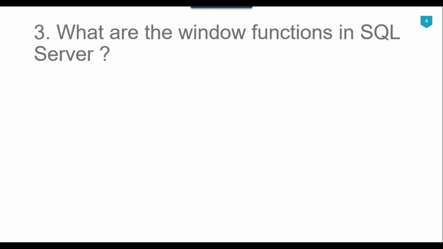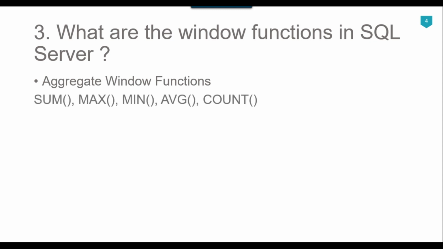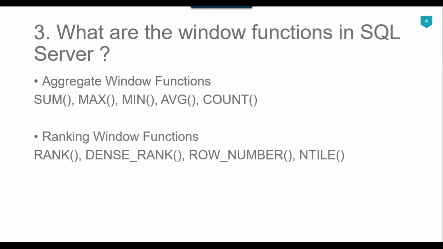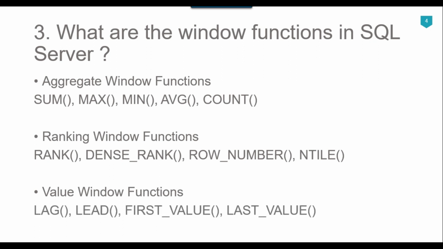Examples of window functions. The first example is the aggregate window functions, so we can use SUM, MAX, MIN, AVG and the COUNT functions. Other window function examples are the ranking window functions, which are RANK, DENSE_RANK, ROW_NUMBER and the NTILE functions. Another type of window functions are the value window functions, which are LAG, LEAD, FIRST_VALUE and the LAST_VALUE.